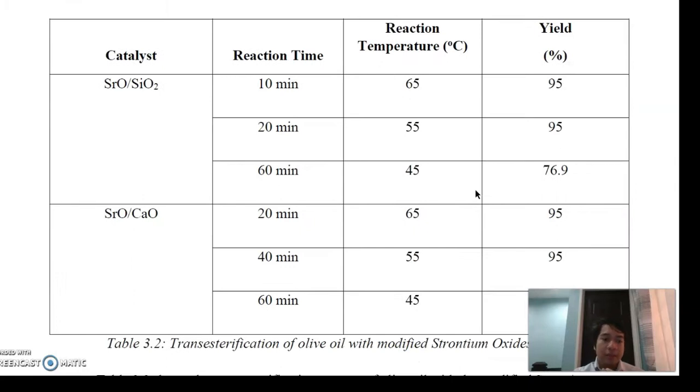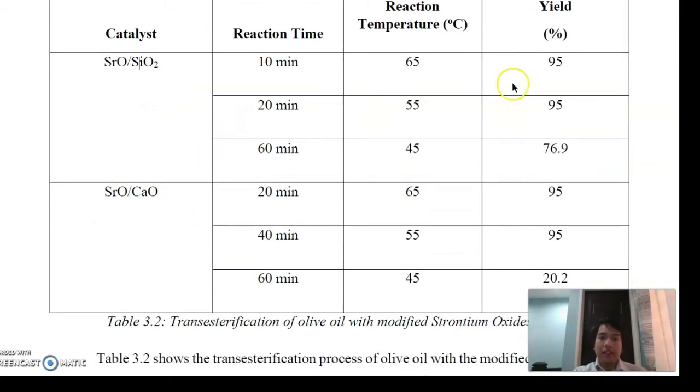Then we added a supporting catalyst inside the sodium oxide and compared these results. As you can see, there are two types of supporting catalyst, which are sodium oxide with silicon oxide and sodium oxide with calcium oxide. The best yield is 95%, and the lowest time is 10 minutes at 65 degrees Celsius.